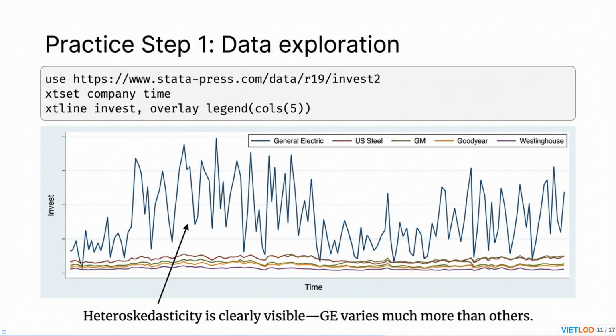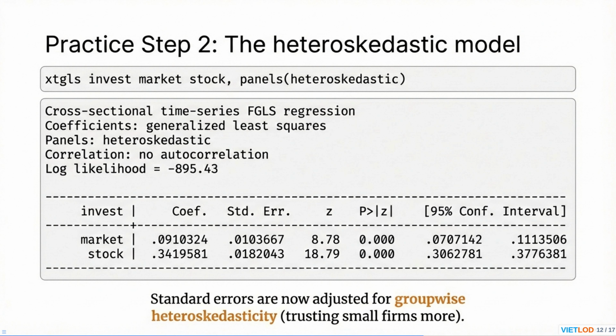General Electric's investment profile demonstrates significantly greater volatility compared to the other companies. This stark difference in variance is a clear indicator of groupwise heteroskedasticity, a common issue in real-world data that violates the standard assumptions of ordinary least squares. This visual evidence will guide our modeling choices in the subsequent steps.